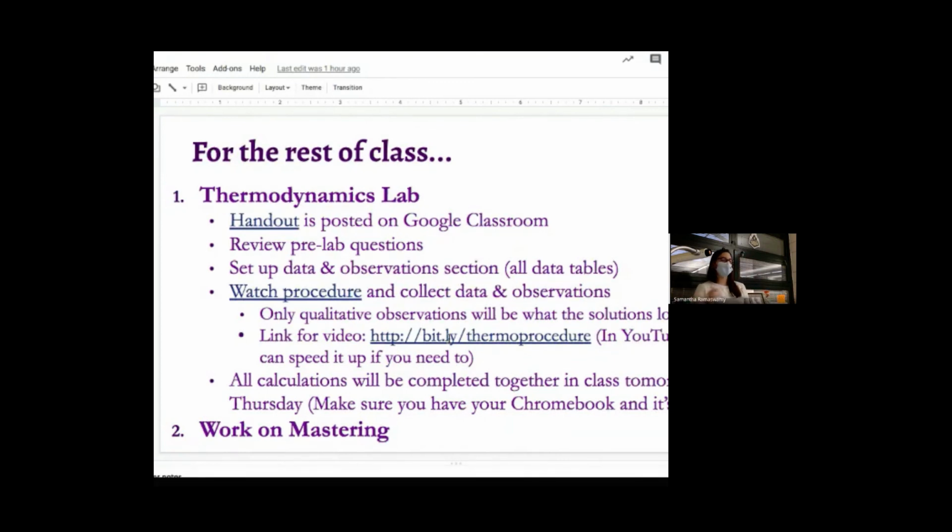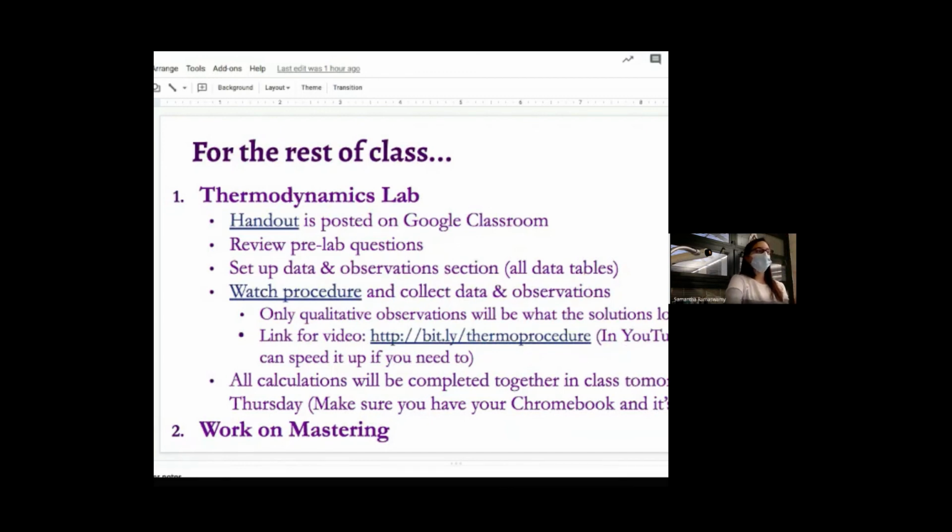So your data and observations are going to be the temperatures and filling in the data table. Some of the variables like Q, delta H, those will be calculated in the calculations section. So if you're not filling something in, don't worry about it because we'll probably fill it in tomorrow and Thursday when we do the calculations. So I have the link for the procedure video. If you want to just type it in, you can. If you want to go to Google Classroom, if you click on the Thermodynamics lab, the video is there as well. But it's in YouTube, so you can speed it up, slow it down, however you want to watch it.